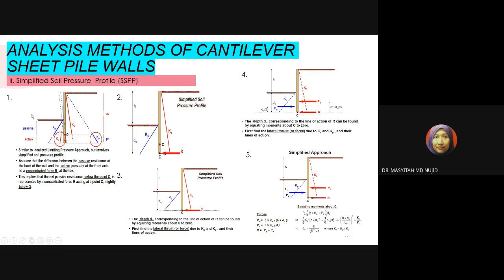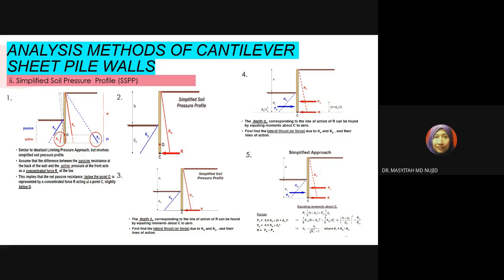In the first one, you can see that the pressure diagram developed at the back and in front of the wall is quite similar to the idealized limiting pressure approach. However, it involves a simplified soil pressure profile. It means that the rotating moment is taken at C, similarly the force equilibrium, and here you will see the most significant changes.